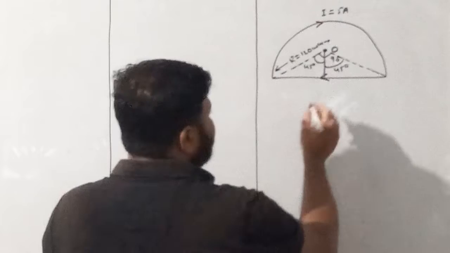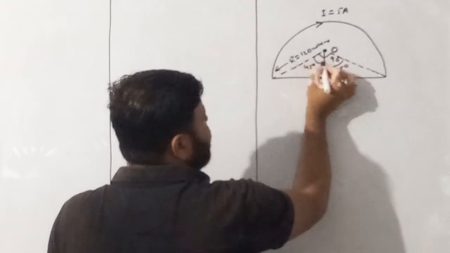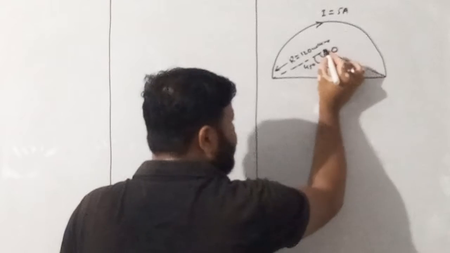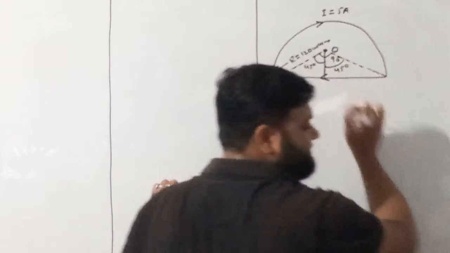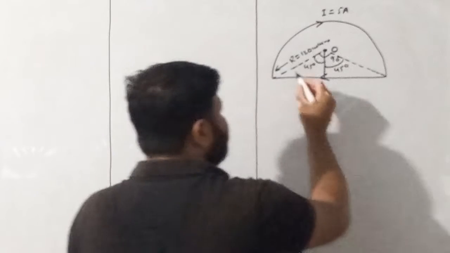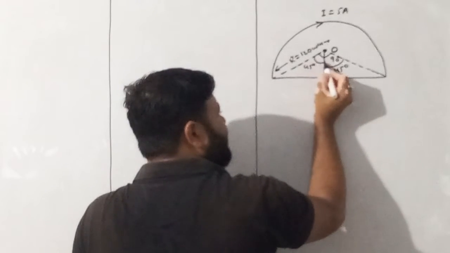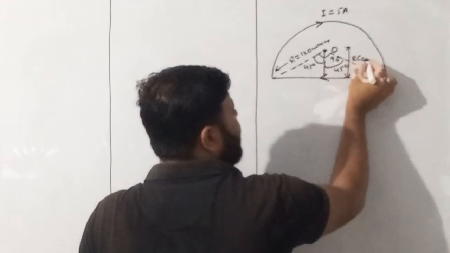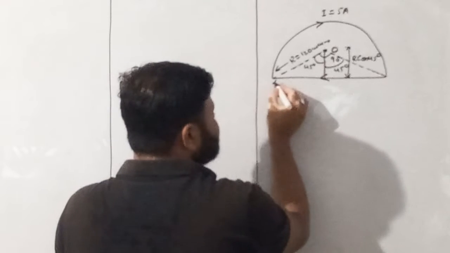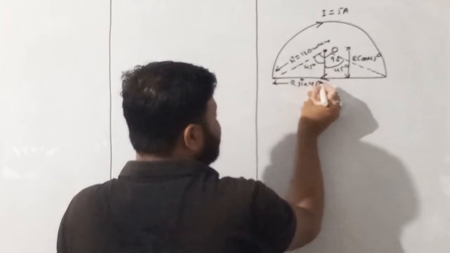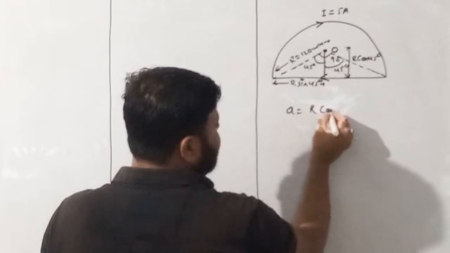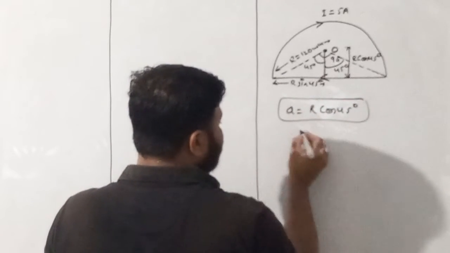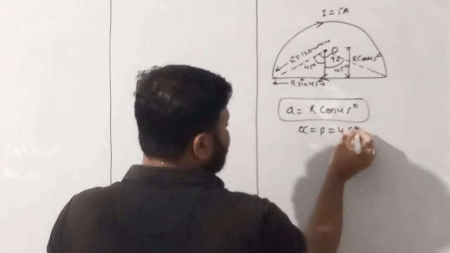Basically if the radius is R and this angle is 45 degrees, we want to find this perpendicular distance. If this is R and this R makes an angle of 45 degrees with this line, then this distance must be R cos 45 and this distance must be R sin 45. We need the perpendicular distance, which is R cos 45. So the value of A is R cos 45 and the values of alpha and beta are 45 degrees.